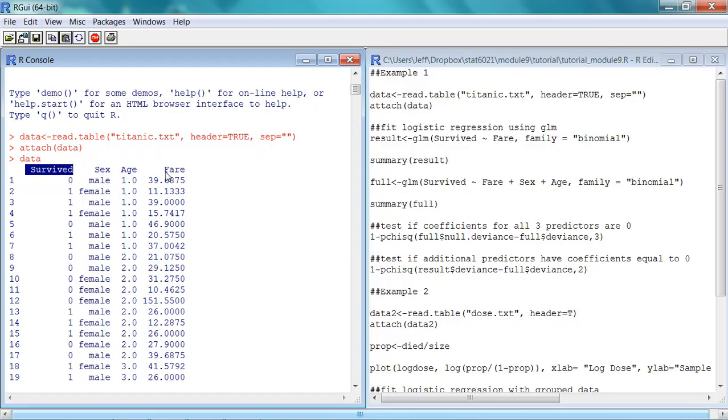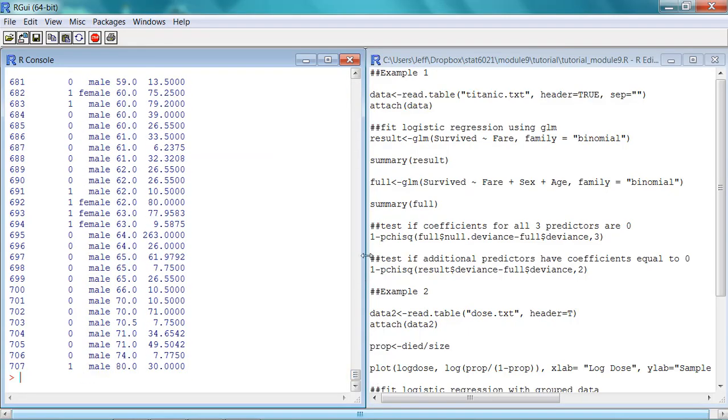I believe this fare has been adjusted for inflation, and that's why there are many decimal points over here. So we want to see how these factors affect the survival rate of the passengers. This is called ungrouped data because each line corresponds to an individual. The individuals are not grouped into groups with similar characteristics. It tells us for each individual what their values are and what their outcome is.